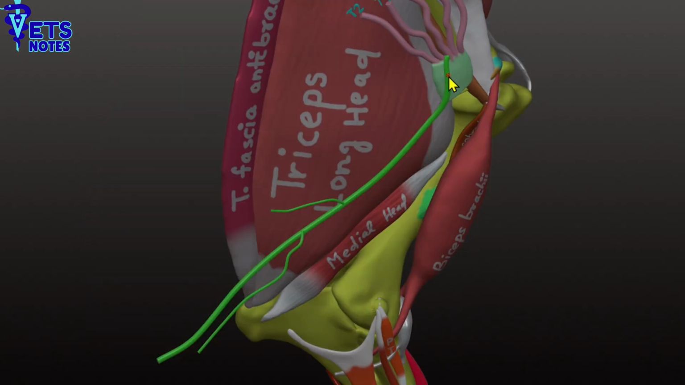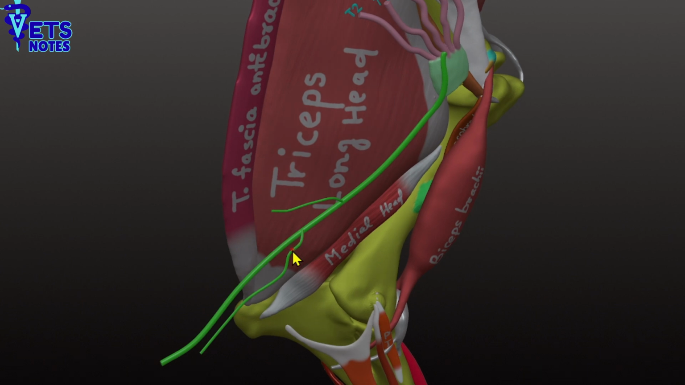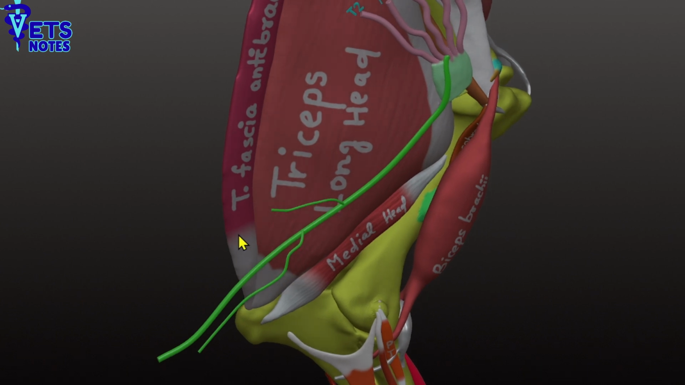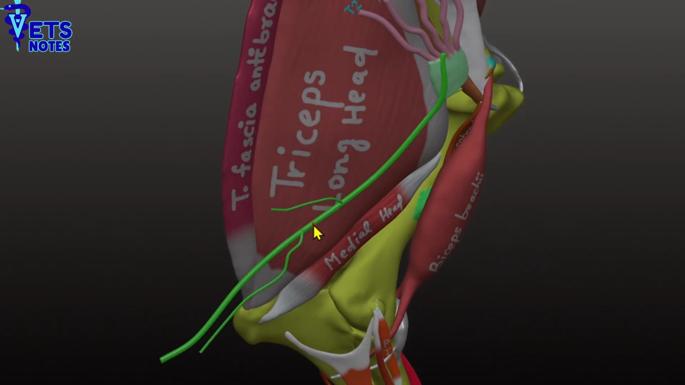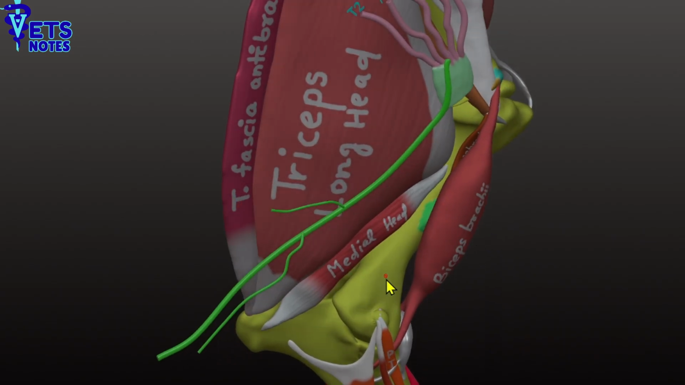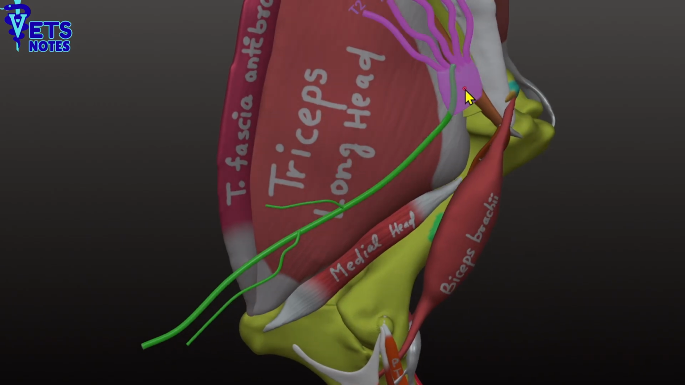After origin, it moves downward below the triceps muscle. It gives a few branches to supply the pectoral muscles. It also gives branches to supply the skin of the abdominal area. It also gives a few branches to the humerus and scapula region. So this is the brachial plexus and this branch is called the external or lateral thoracic nerve.